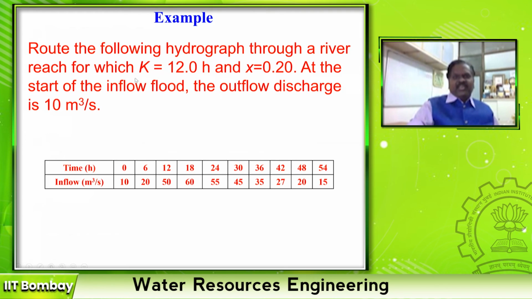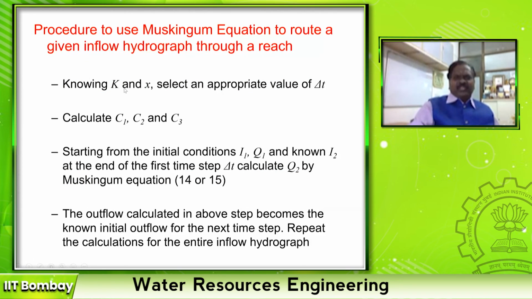So I have given an example. Route the following hydrograph through a river reach. K is given. You see the unit of K is hour and X is a coefficient. The only data required is the inflow hydrograph and the discharge at the start of the flood. Now this is the procedure. Knowing the values of K and X, select an appropriate value of delta T, calculate C1, C2, C3, then start the initial conditions and then calculate Q2.